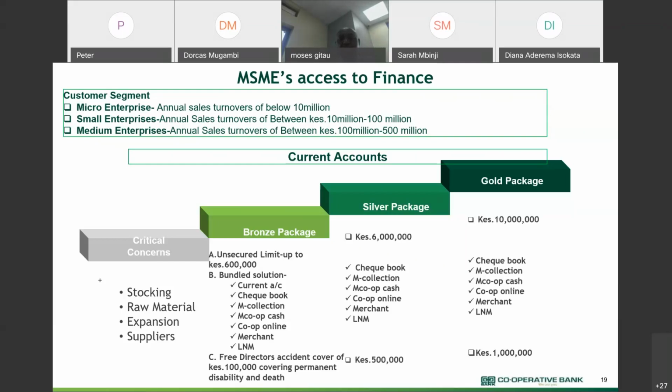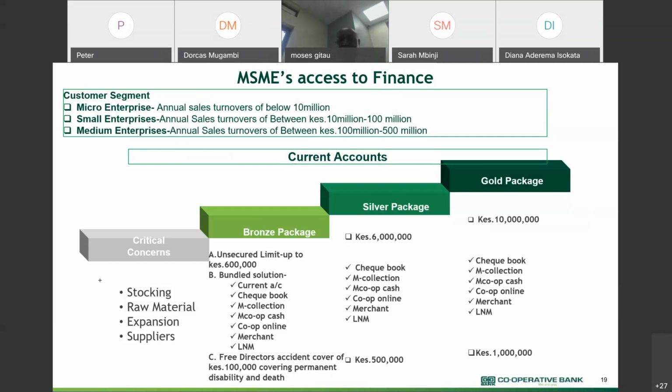Number one, we have those who are micro enterprises, those who are starting up, with an annual turnover of about 10 million. For those customers, we have an entry point which is called a bronze package. For the next category, who are a bit established, we categorize them as small enterprises, with an annual turnover between 10 million and 100 million. We have the silver package. The next category is the slightly larger MSME, the medium enterprises, with turnovers of 100 million to 500 million, and for this kind of customer, we have a gold package. All those three packages are current accounts.